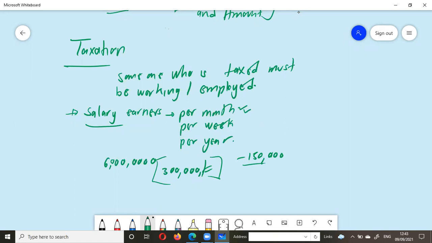Okay. Now, when someone is paid salary, the government will charge him every after a year. So normally when they read the budget, you know, what do they read the budget?